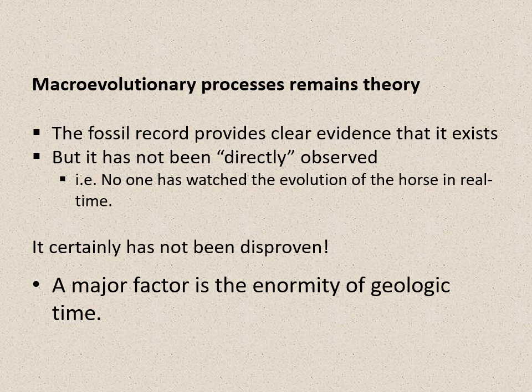Okay. The fossil record provides us very clear evidence that macroevolution is occurring, but it just means we haven't directly been able to observe it because we can't sit and watch a horse evolve into a new species in real time. But it has not been disproven. And remember, in science, a theory is an explanation that is supported, but maybe can't be directly observed. And the real key here is that with macroevolution, we are using geologic time in its true context. And it helps us factor in the enormity of geologic time in and of itself.